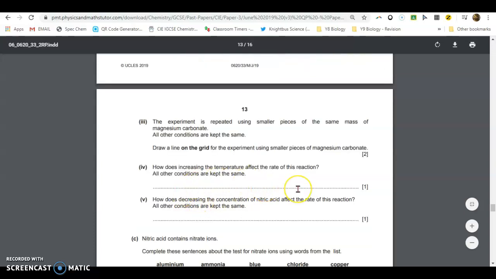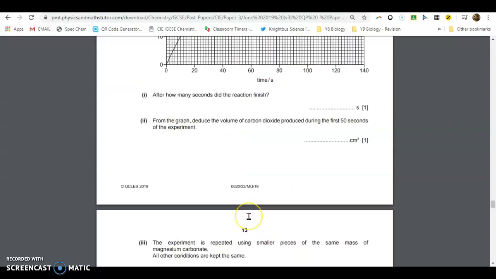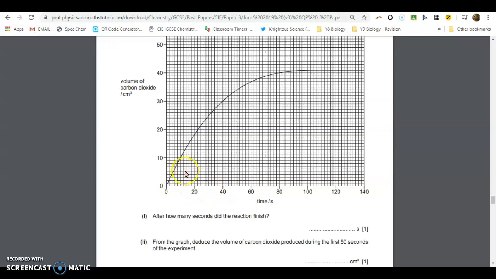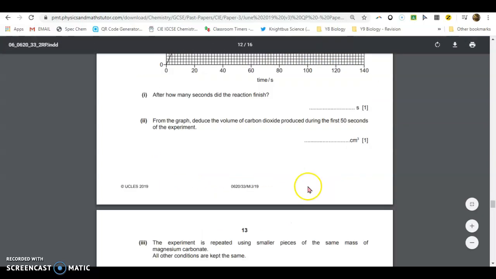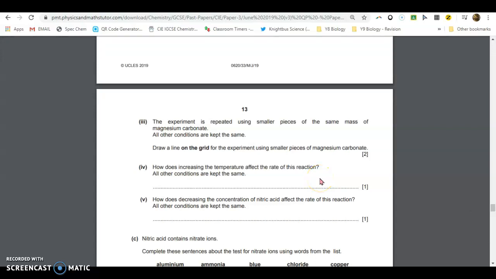And then how does increase in temperature affect the rate of the reaction? It increases the rate of reaction. That's the simple answer there. Okay, and then how does decrease in concentration? So if you decrease the concentration, it actually takes longer, so the line would be somewhere probably around here. The question I actually asked there says, how does decrease in concentration of nitric acid affect the rate of reaction? You would just say it would decrease the rate of reaction, okay?